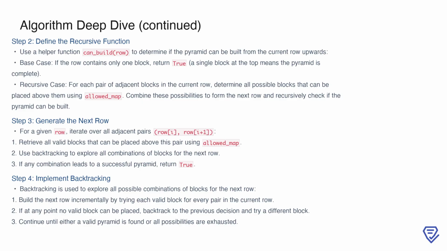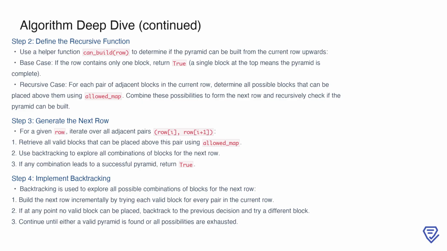For each pair of adjacent blocks in the current row, we look up all valid blocks that can be placed above the pair using the allowed_map dictionary. These blocks are then combined to form possible next rows. The function uses recursion to evaluate each generated row, checking if the pyramid construction can proceed successfully.